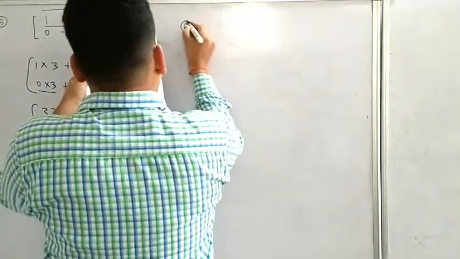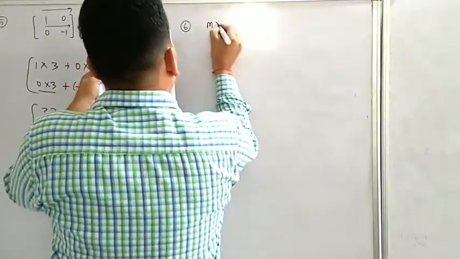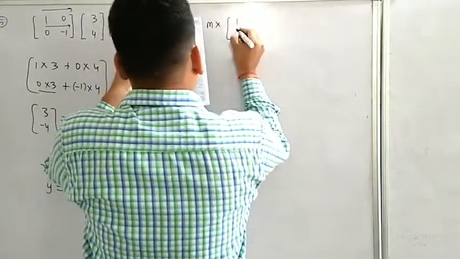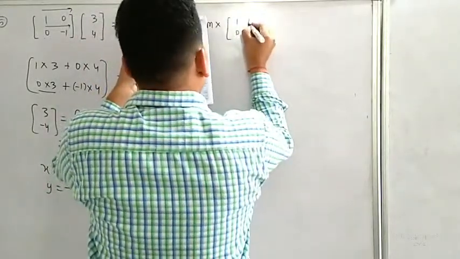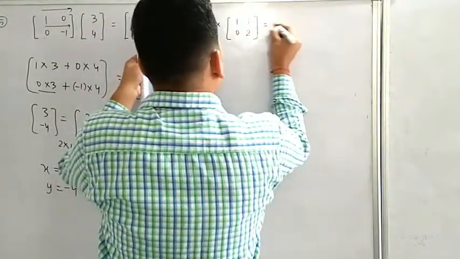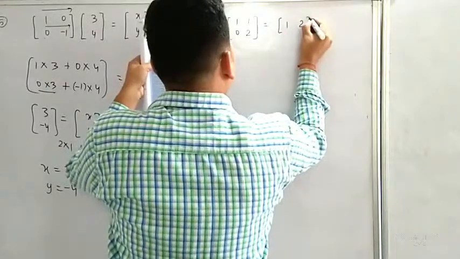Question number 6 is very important for your examination. You can check your previous year question paper. So many times this question has come in your examination. Okay, [1 0 1 2] is equal to [1 and 2].